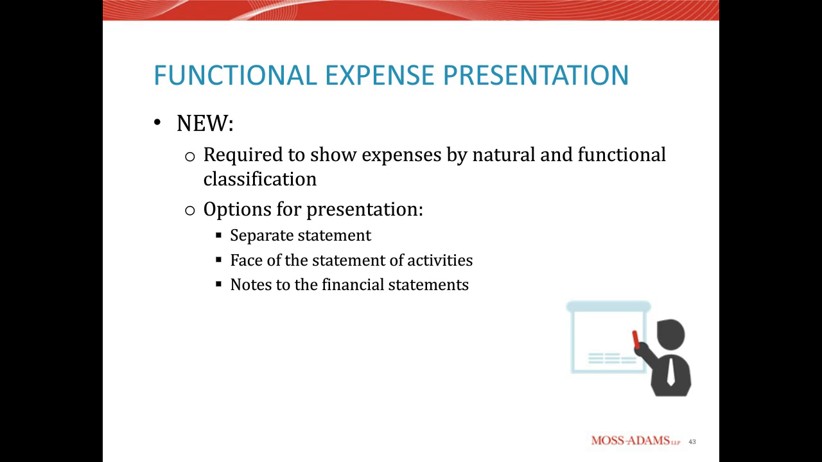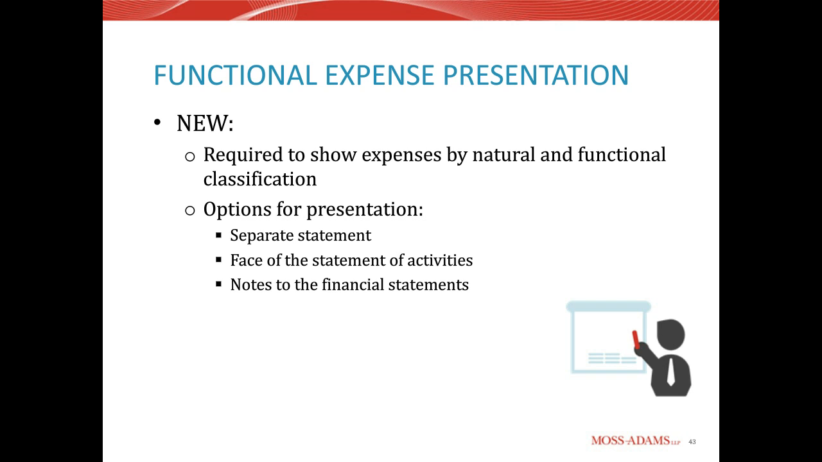Now, with the new requirements from ASU 2016-14, all entities, regardless of voluntary health and welfare or type, will be required to show expenses by both natural, and getting back to what Chauna said, that relates to the type, so payroll, rent, accounting, other. So they'll be required to show expenses by both the natural category as well as the functional category. So your management and general, your program, and your fundraising.